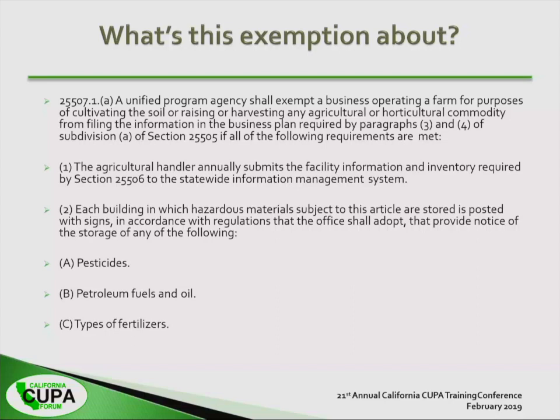So basically, 25507.1(a) says you shall exempt a business operating a farm for the purposes of cultivating the soil or raising or harvesting any ag or horticultural commodity from filing the information in the business plan required by paragraphs 3 and 4 of subdivision (a), section 25505, if all the following requirements are met. So they basically have to submit annually to CERS, which none of mine do.